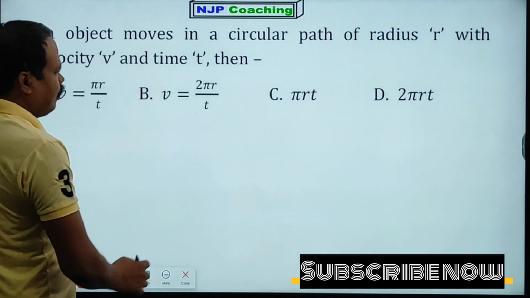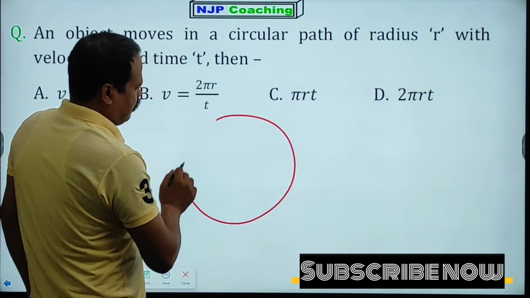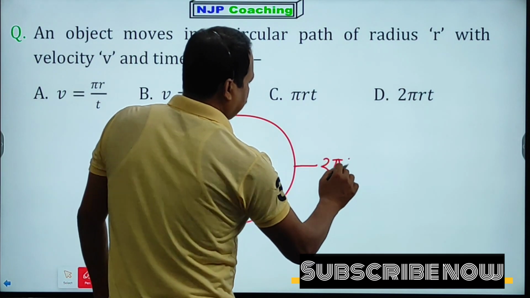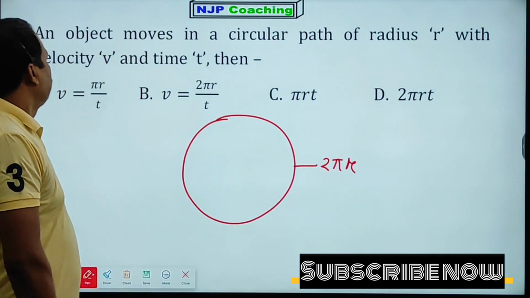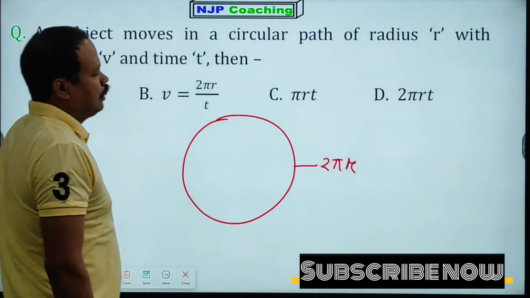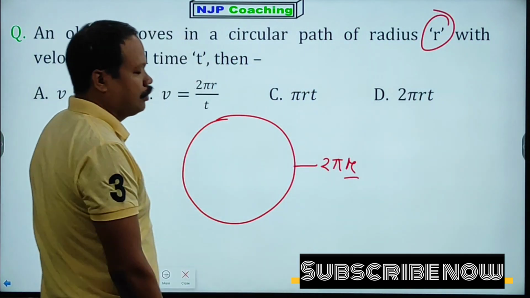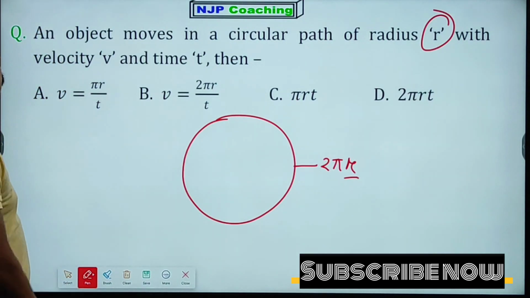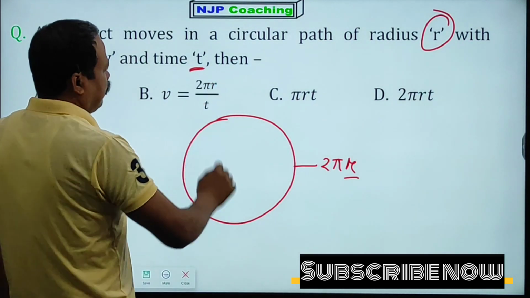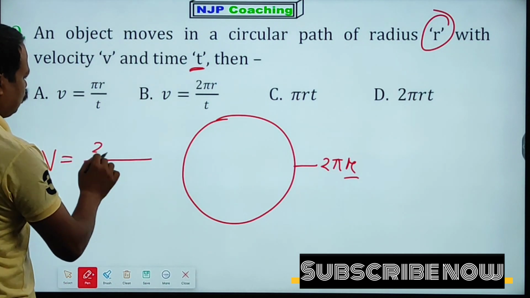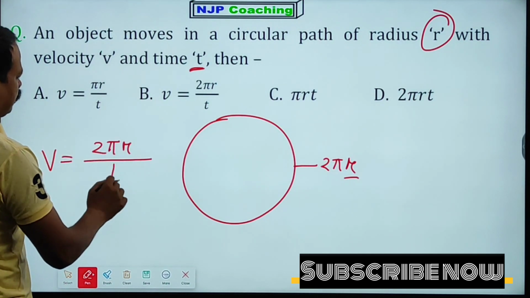Okay, 2 pi r. Circumference of a circle is 2 pi r. Because radius is given, I am taking r. Radius is r. 2 pi r. And time taken is t. So what is velocity? 2 pi r by t.